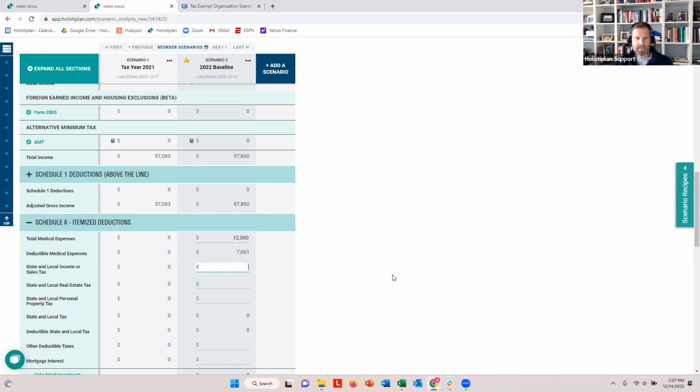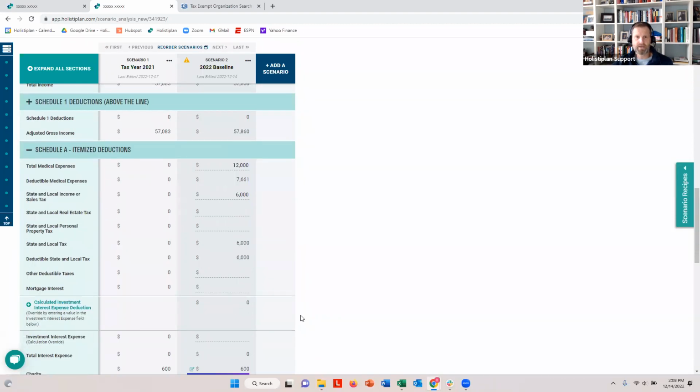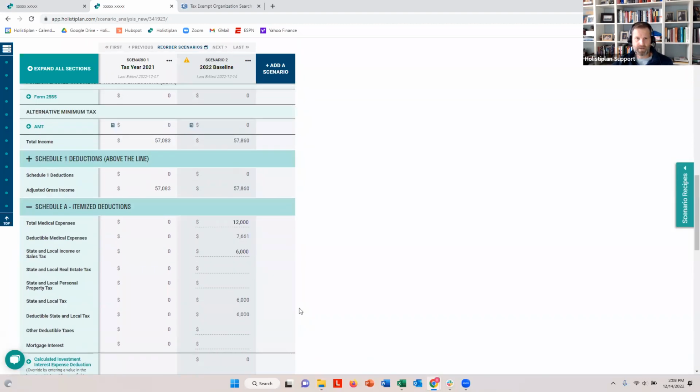Going to assume that they had to pay $6,000 in state and local sales tax or income tax. The makeup doesn't matter. We know that this dollar amount is going to be capped at $10,000, right? That's one of the Tax Cuts and Jobs Act limitations, that no matter what you had for state and local taxes, income taxes, real estate taxes, or what have you, it's going to be capped at $10,000. And that's all I'm going to give them for right now.